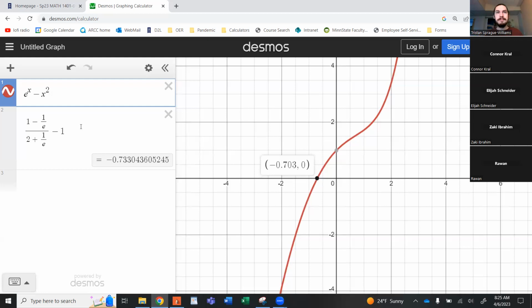It's pretty cool, right? It's a whole different perspective on solving equations that is totally different than the way you do it before.